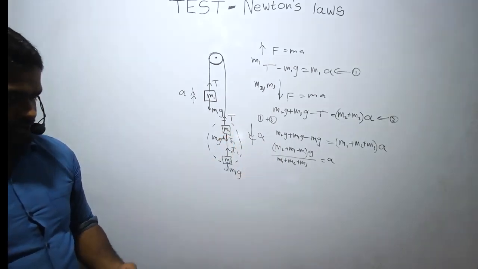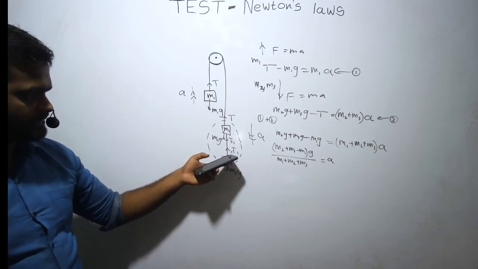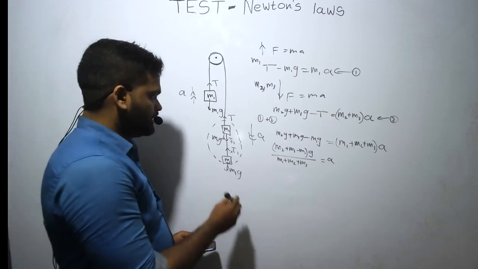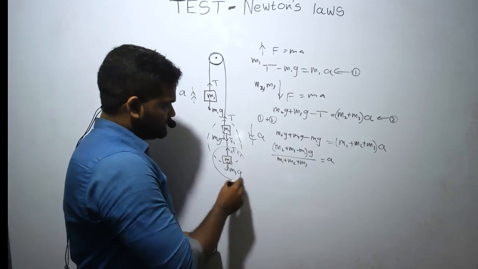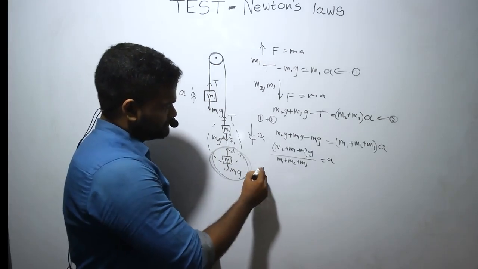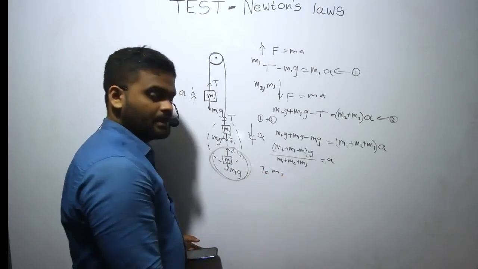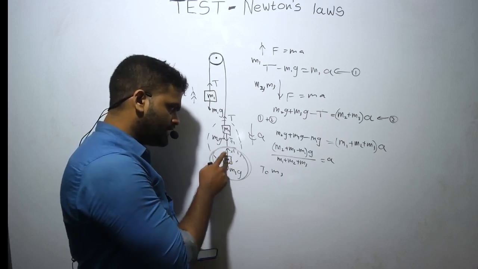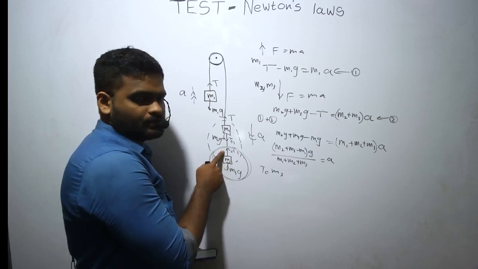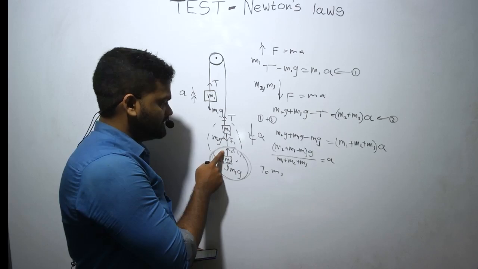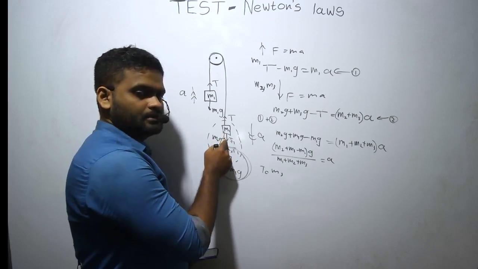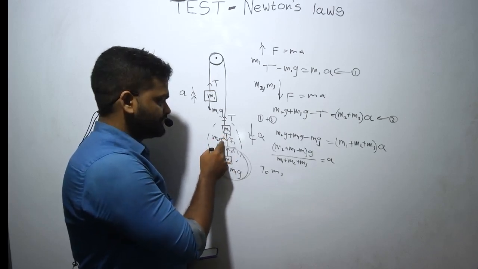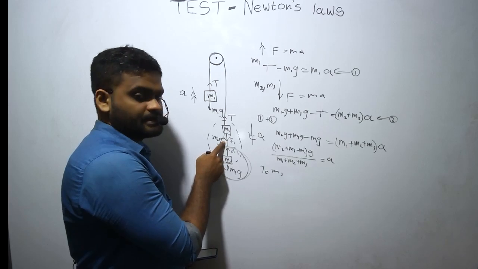Right, you found the acceleration. Then you can find T1 easily. To find T1, I will just apply the equation to M3. When you think about only M3, then T1 becomes an external force. T1 is exerted by another part of the system, another part of the string. It is outside of the system.